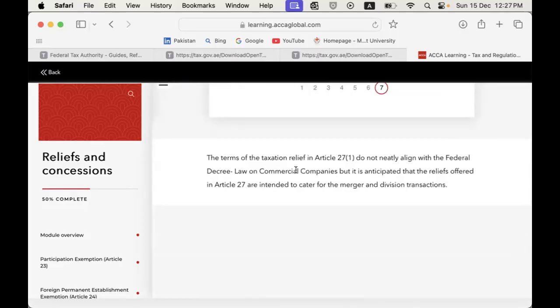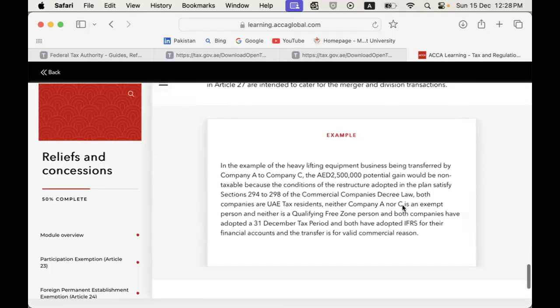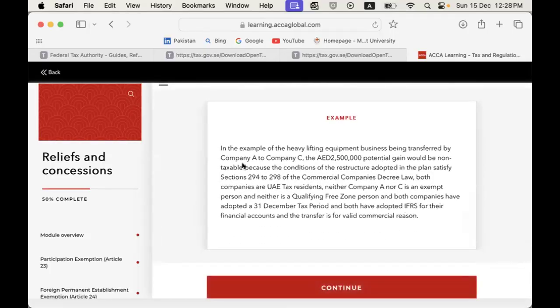In terms of the taxation relief in Article 27, the reliefs do not neatly align with the Federal Decree Law on Commercial Companies, but it is anticipated that the reliefs offered in Article 27 are intended to cater for merger and division transactions. And even, I think, spin-off transactions also. Division, spin-off, I think both are quite aligned.